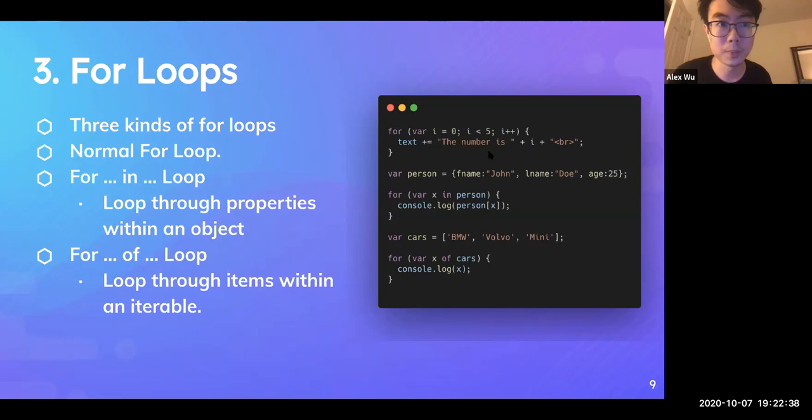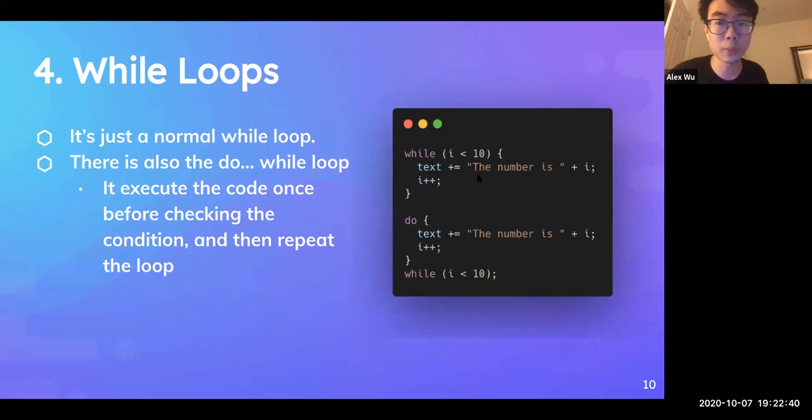Cool. Let's move on. So this is the for loop. And we also have a while loop. A while loop is just a normal while loop, and you can write it like here. A while loop will execute the statement within the loop if the condition is true.